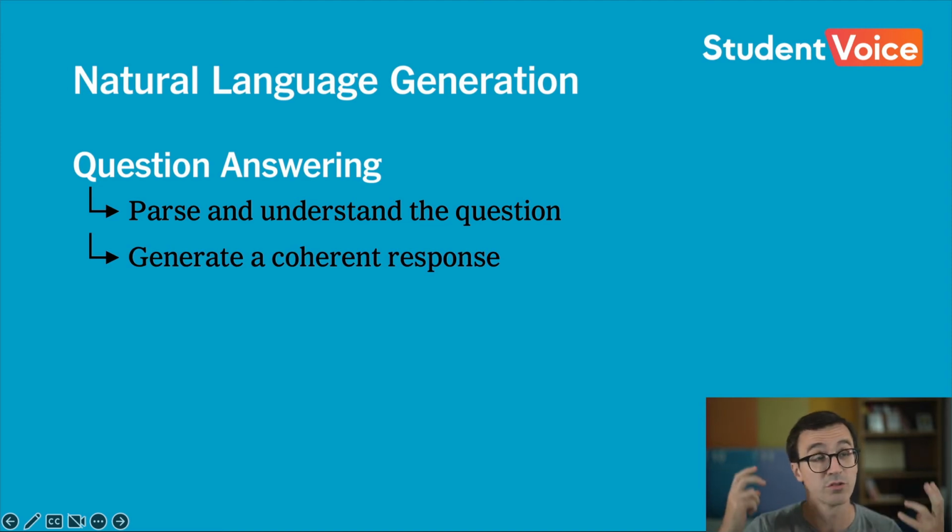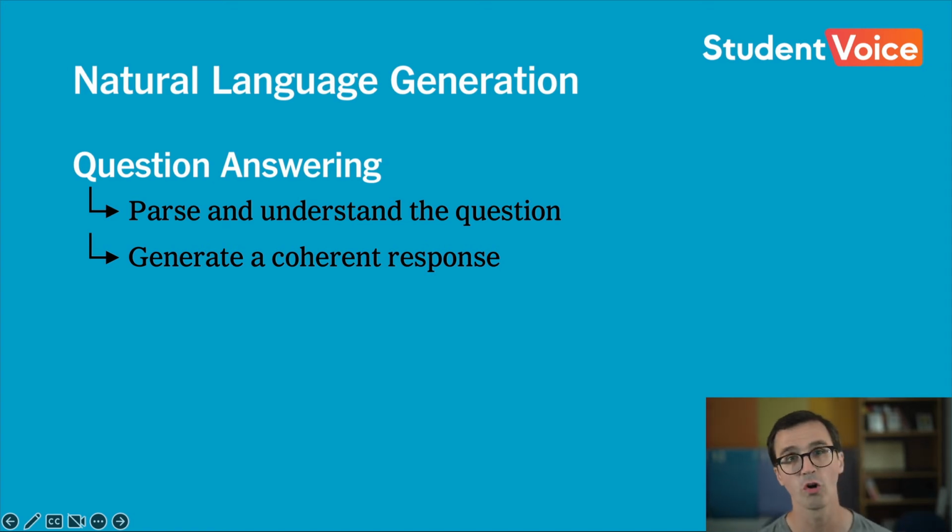So based on the data source, whatever it may be, your back end about the store you're running or the club you're running, whatever it may be, you've got to generate a sensible, coherent response that answers the question as you understand it.